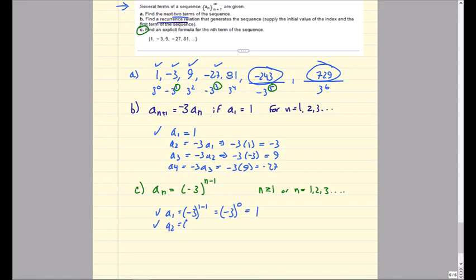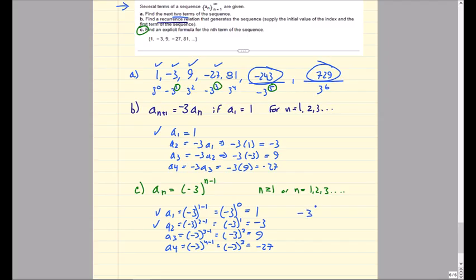So a sub 2 would be negative 3 to the 2 minus 1, which would be negative 3 in parentheses to the first, which is negative 3. So that's working. A sub 3 would be negative 3 in parentheses to the 3 minus 1. 3 minus 1 is 2, negative 3 times negative 3 is 9. Let's do one more. So negative 3 to the 4 minus 1, 4 minus 1 is 3, negative 27.